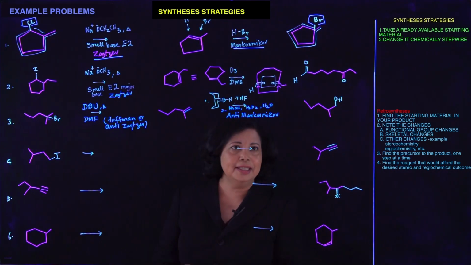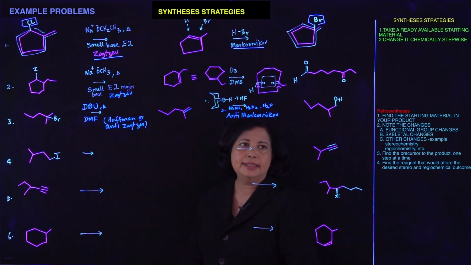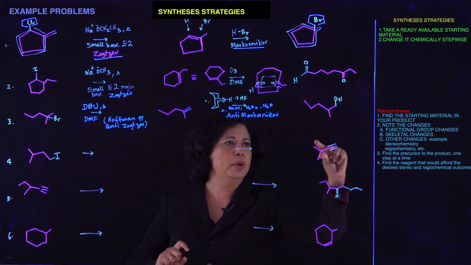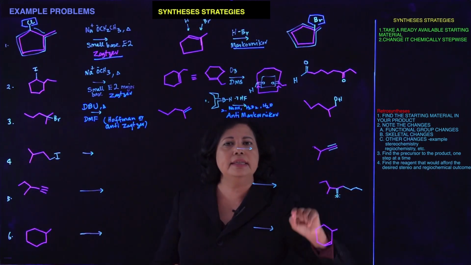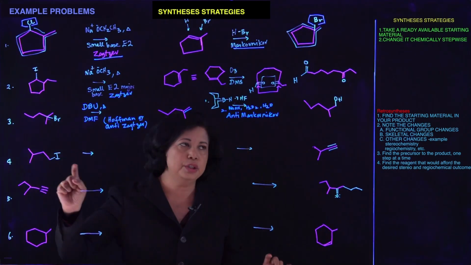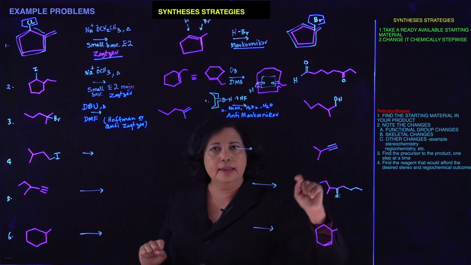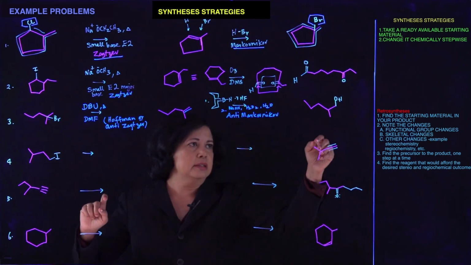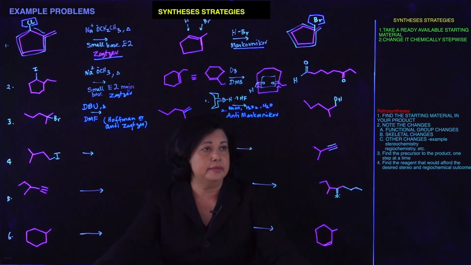All right, let's look at the next one here. Did we do any skeletal changes? Let's see, isopropyl connected to an ethyl. Isopropyl, the ethyl is right here, but it's now a triple bond. It's not a CH2, it's an alkyne. We have an iodine here, and that's gone. Well, how did we get to this point?